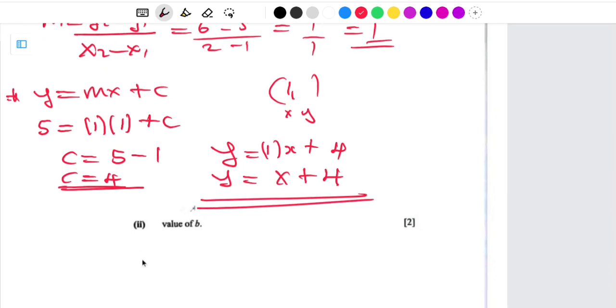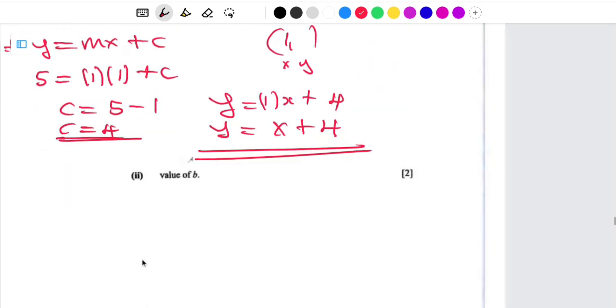Then we have to find the value of b. So before we find the value of b, we have to identify the position of b. Is it in x or is it in y? It is in x. So we are finding this one. So if I were to rewrite this function here, I can say y is equal to b plus 4. Then what is the value of y? The value of y is corresponding to 11.